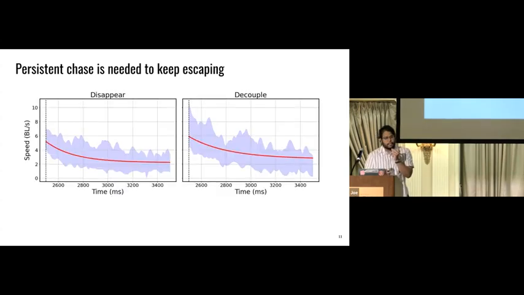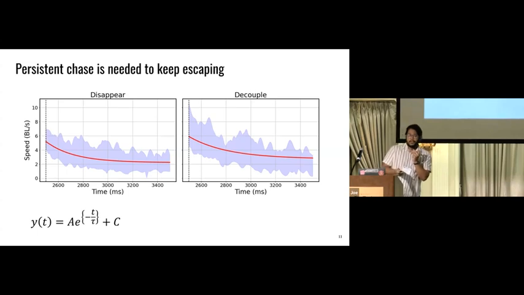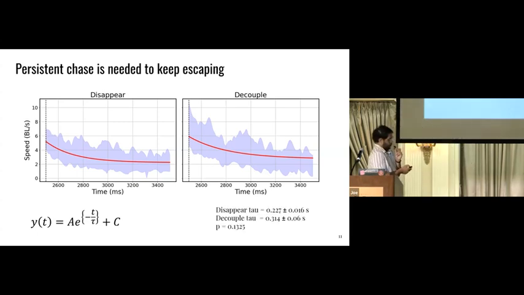And if you look at the immediate time period just after the stimuli disappear or decouple, and you fit an exponentially decaying function to it, you can find the time scales of relaxation, like how quickly they go back down to baseline velocity. You see that these values, which are around 0.2 and 0.3 seconds, are again very quick, almost the blink of an eye, and they're not that different from each other.